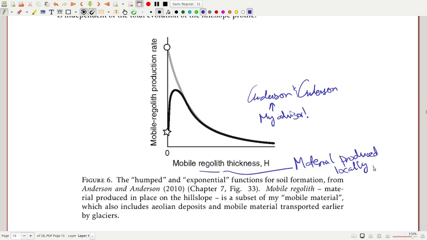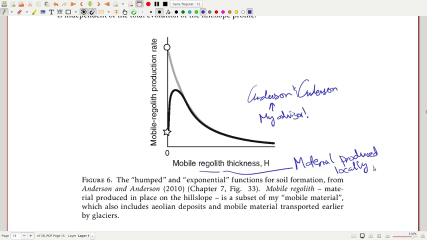I say mobile material for the mobile stuff on hillslopes because that's the most general way of thinking of it, but in most of these bedrock landscapes, the material that's making up that soil column, or might not even be transformed into soil yet, is regolith because it's coming locally from that landscape.